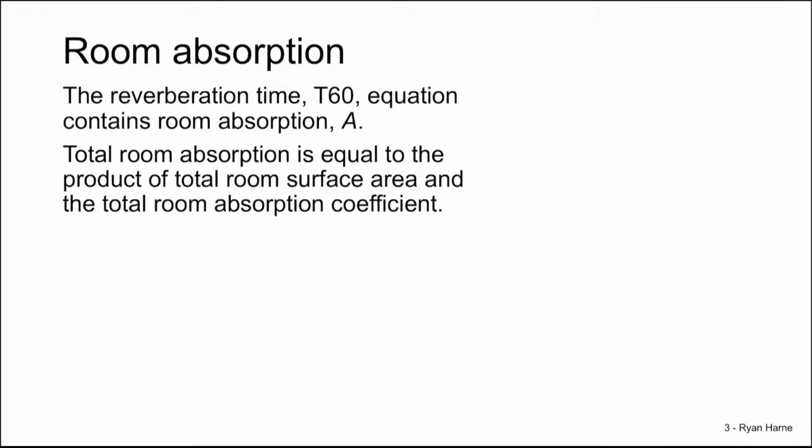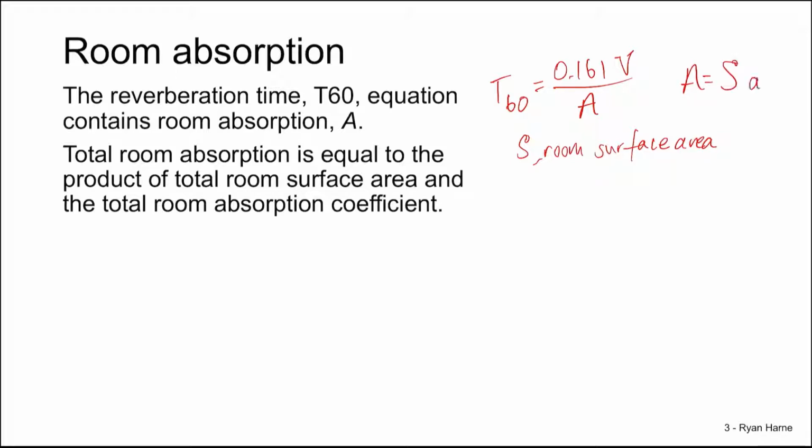We know that the reverberation time, T60, is inversely proportional to the room absorption by our T60 equation, which is equal to 0.161 times the room volume divided by the room absorption A. And the total room absorption is equal to the product of the room surface area, S, and the total absorption coefficient. A is equal to S times A bar. A bar is the total room absorption coefficient.